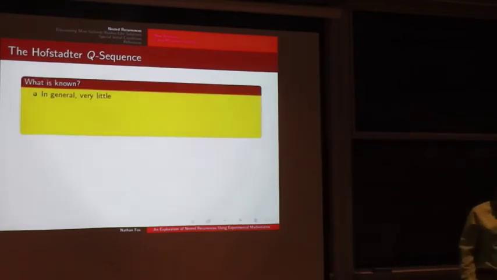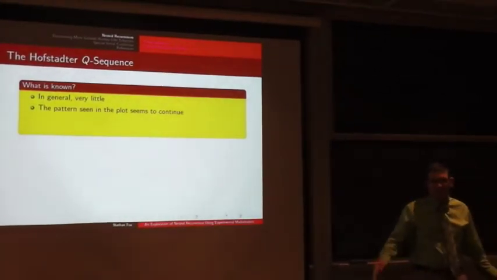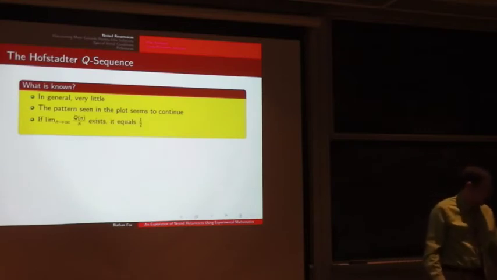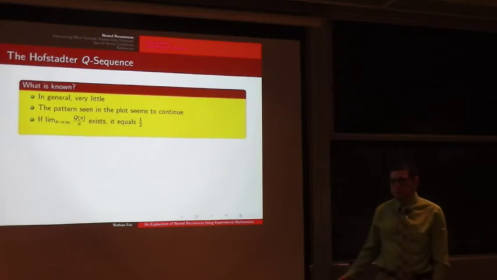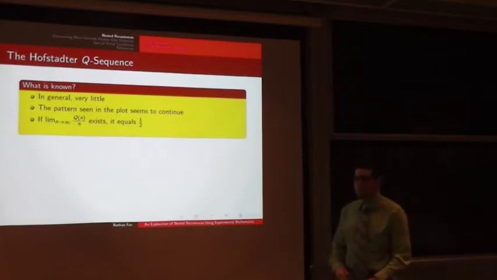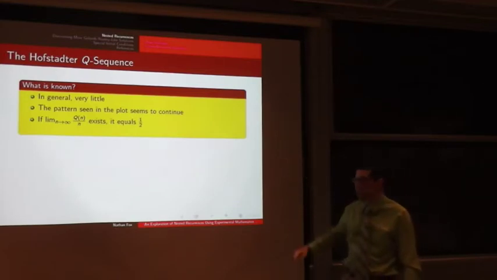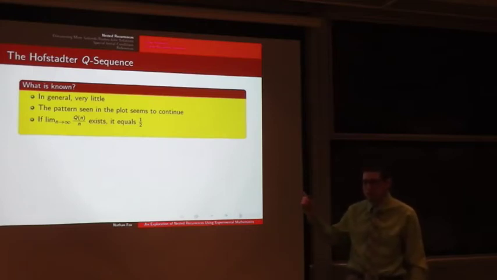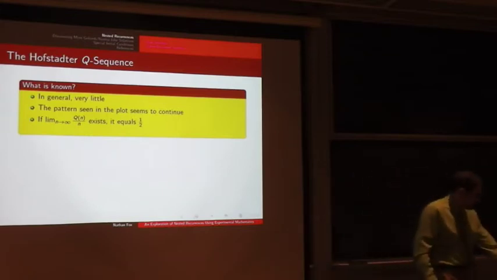So what's actually known about this sequence? Not much. The pattern of the plot seems to continue, but no one can prove it. We know that if the limit of Q(n)/n exists, it must be 1/2, but there's no reason a priori for this limit to exist. In fact, we'll see lots of other solutions. It's actually true that for any solution to the Q recurrence, if that limit exists, it must equal 1/2. And I think for every single solution we're going to see in this talk, the limit is not going to exist. So there's no reason it needs to exist.